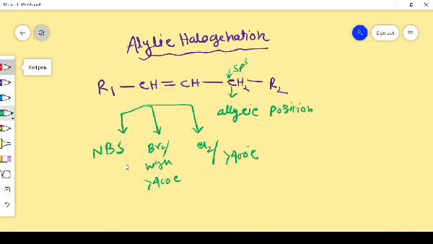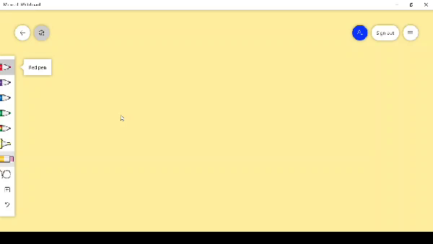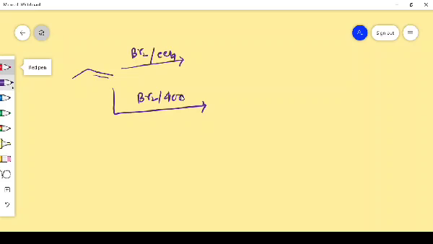Let's check how it does the allylic substitution with one example. Let's say I have an alkene like that, and in one reaction I add Br2 in CCl4, and with the same alkene I add Br2 at 400 degrees centigrade. What should be my product? Here no high temperature is present, so this is a simple Br2 CCl4 bromine addition to the alkene double bond, and it will give a 1,2-dibromo product. This will be the product for the first reaction.